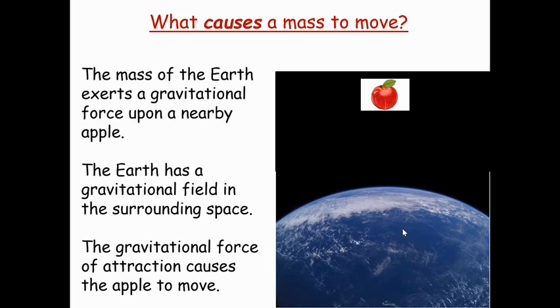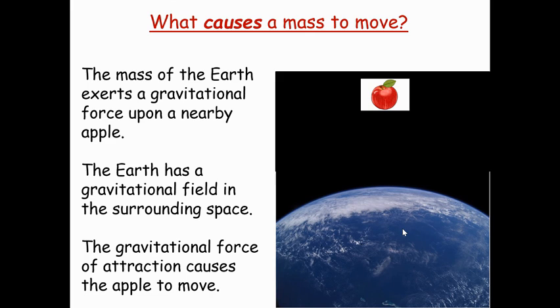Well, we know that the mass of the earth has a gravitational field around it. So does the apple, but the apple's gravitational field is much, much smaller. And when the gravitational fields of two masses interact, there will be an attractive force of gravity between them. The earth has a gravitational field around it, so does the apple. And when those gravitational fields interact, that causes a force of attraction. That force of gravity, what we call the apple's weight, causes the apple to move. It will accelerate toward the earth.